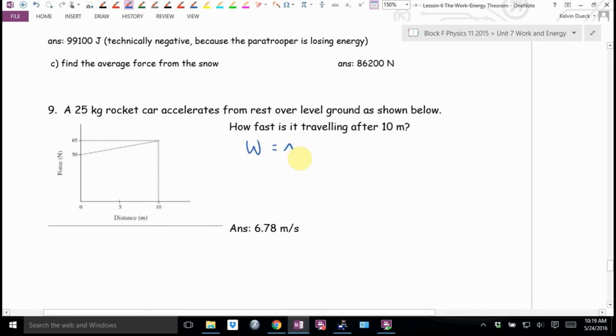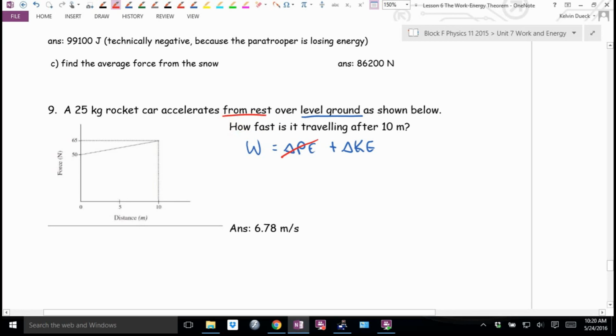Work equals the change in potential plus the change in kinetic. It does say level ground, so I'm going to yoink. Why did I write that? Well, kinetic does contain v's. Yes? And they gave me a force versus distance graph that suggests work. Hey, that's the equation that has both.